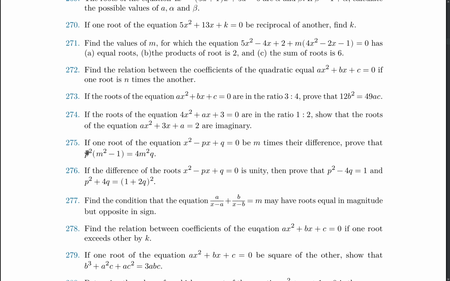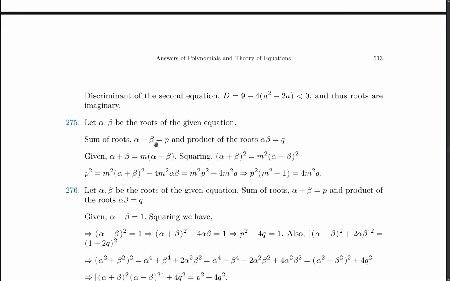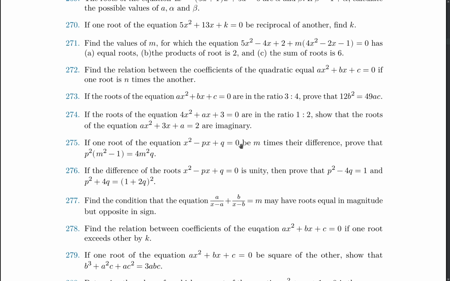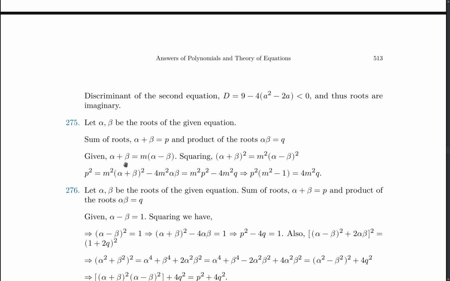Now, question 275 says that if one root of the equation x square minus px plus q is equal to 0 be m times their difference, prove that p square into m square minus 1 is equal to 4m square q. So we let alpha beta be the roots, then alpha plus beta is equal to p, and the product of roots, alpha beta, is equal to q.